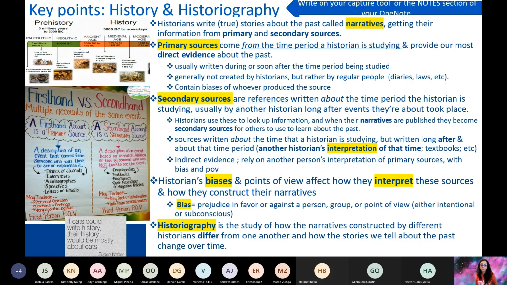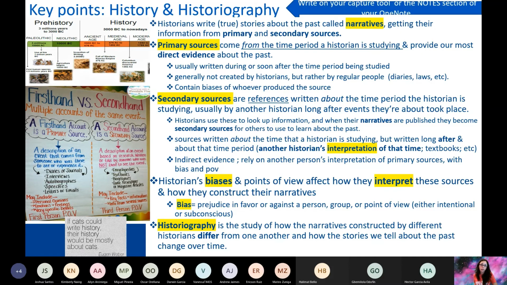So primary sources come from the past. They're left by people that we're studying in the much distant future. They're our most direct evidence that we have. Secondary sources are what they sound like. They are secondary. They come after. They are indirect references to what happened in the past.